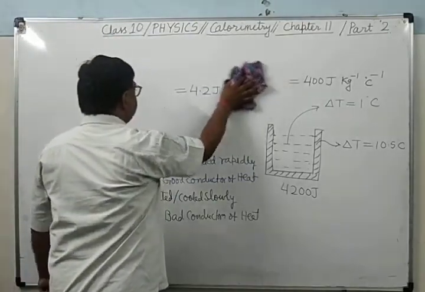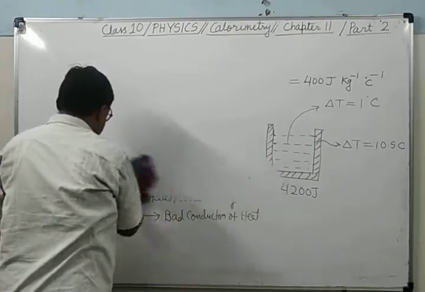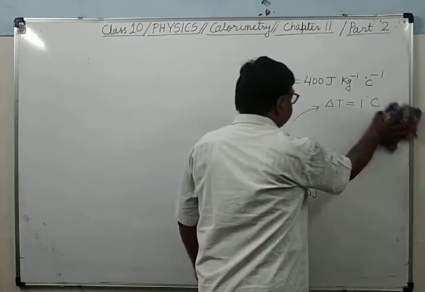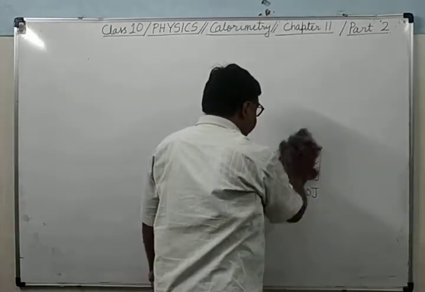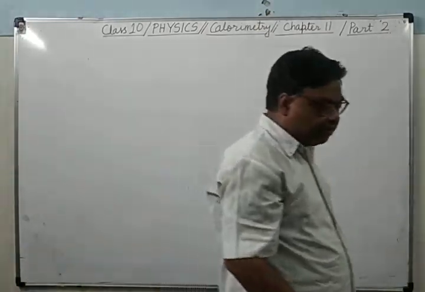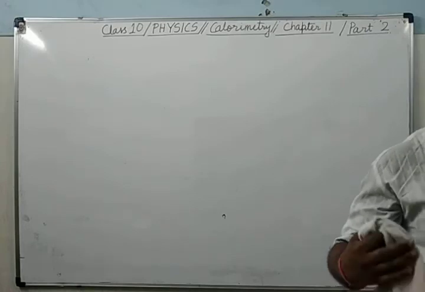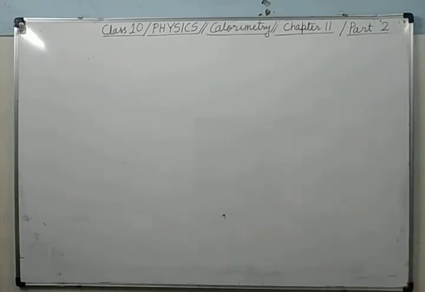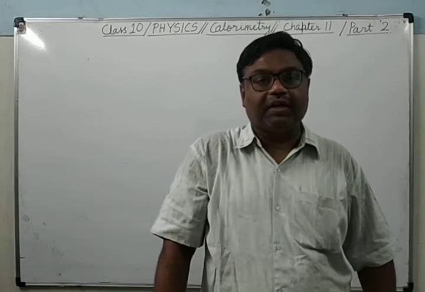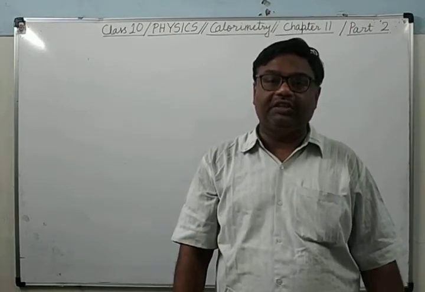Now see here, there is one vessel, calorimeter. What is calorimeter? As we have already told in the previous lecture, what is calorimetry? It is that branch of physics which deals with the measurement of heat energy. Now if you see here, you will find that the calorimeter is a vessel in which the process of calorimetry is carried out, which helps in measuring the amount of heat energy.